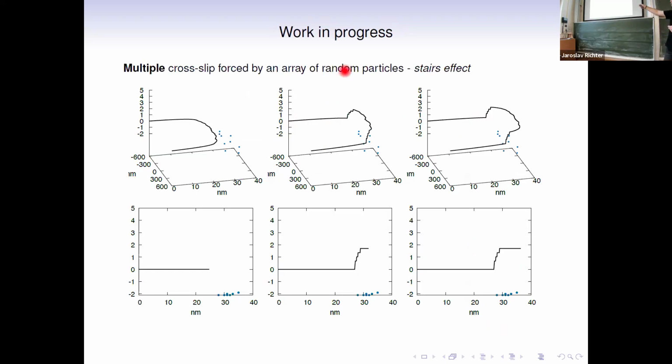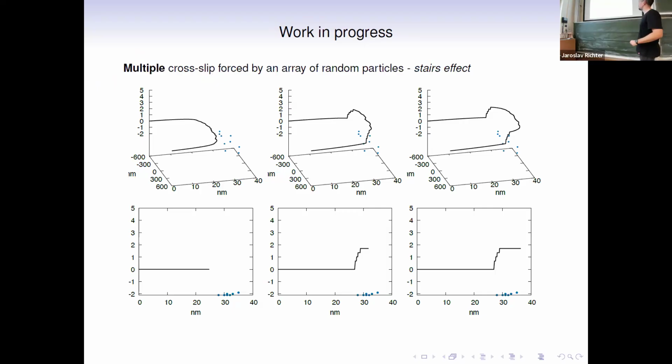And this is what we are working on now. It's the effect called multiple cross-slip, which is basically a more computationally demanding thing, when the cross-slip is forced not only by a single obstacle, but ideally by an array of obstacles.